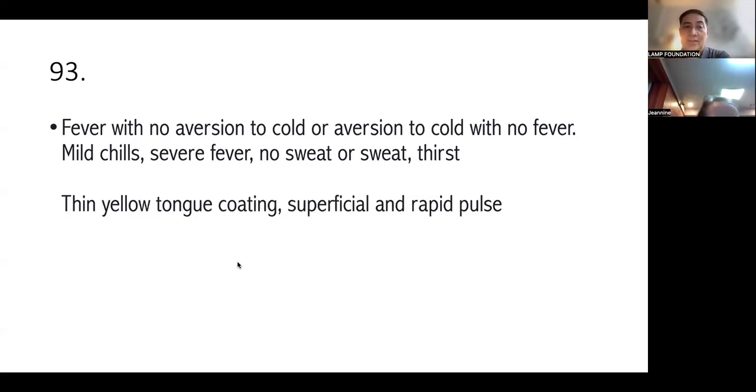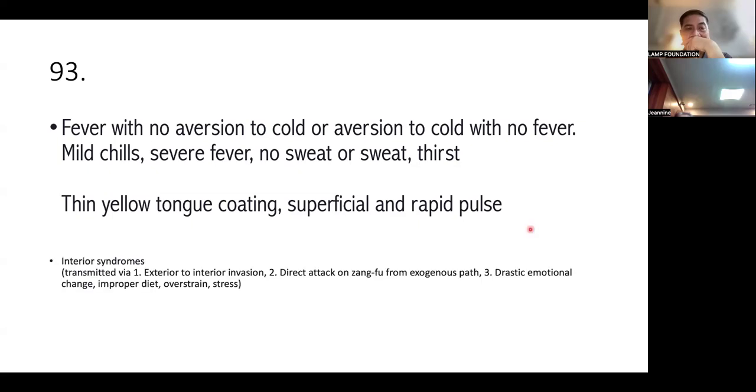93, interior sorry. Ano po ito? Like, look at the coating. Yellow. Superficial. So, interior syndromes transported via exterior to interior. Yeah. Direct attack and drastic emotional change. Kaya wag biglang magbago yung ugali. Okay.